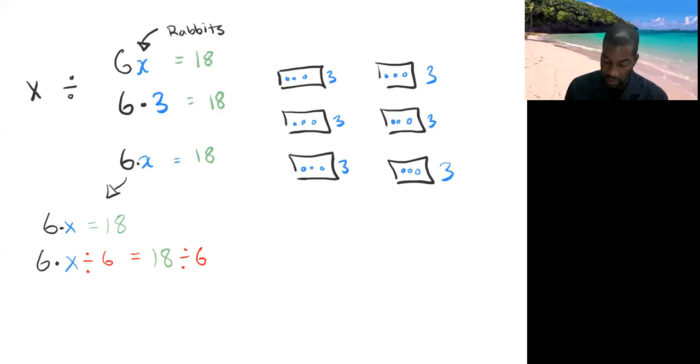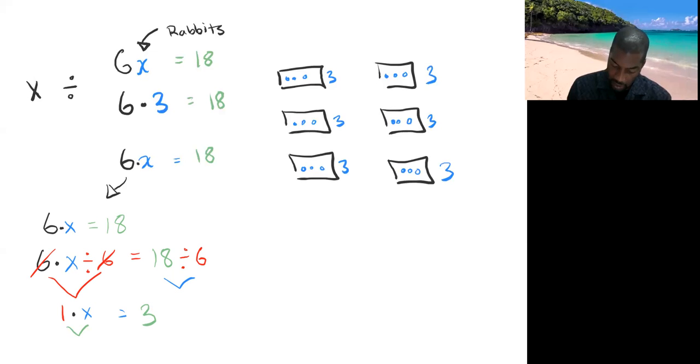The 6 and the 6, 6 divided by 6 is 1, right? 6 divided by 6, like terms, is 1. So I'd get 1 times x is equal to 18 divided by 6 is 3. 1 times anything is that thing, so 1 times x is x. X would be 3.